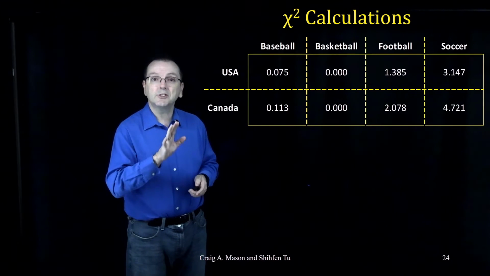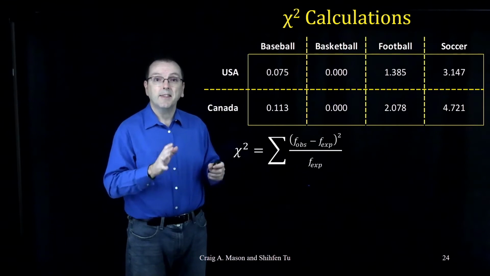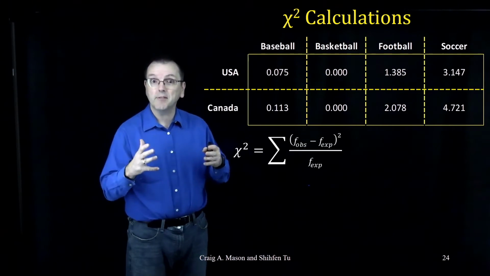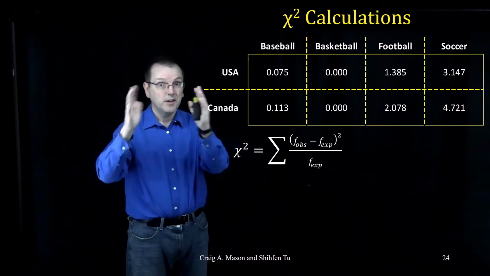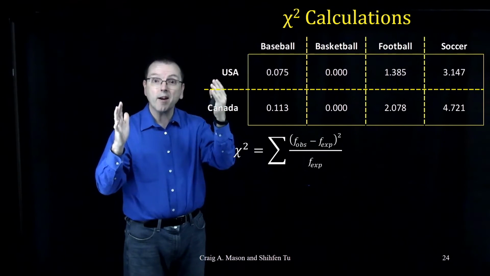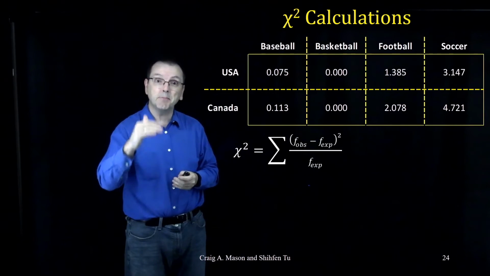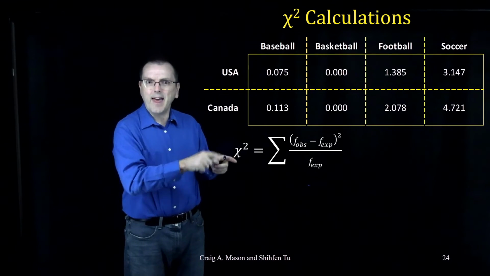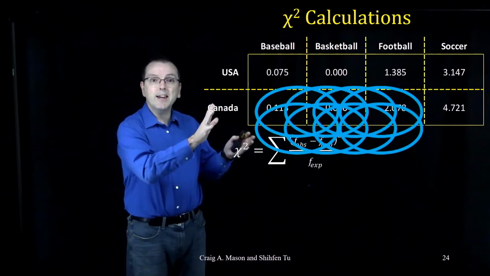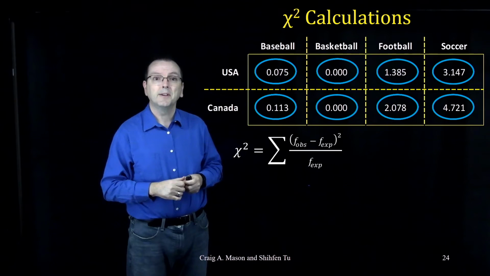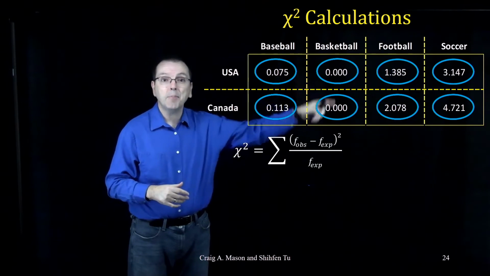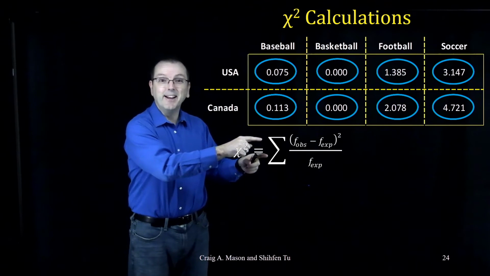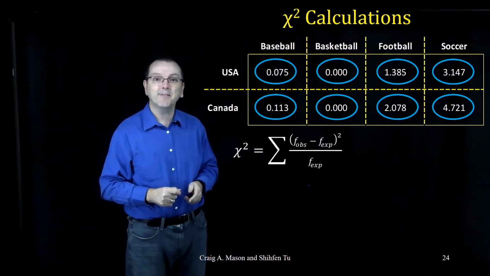Remember that for each cell, the formula is the observed frequency for that cell minus the expected frequency for that cell, that difference squared, then divided by the expected frequency for that cell. That's what we've just calculated for each of these cells. We then just add up all of those values across all of the cells. That's what that big summation sign's for, right?